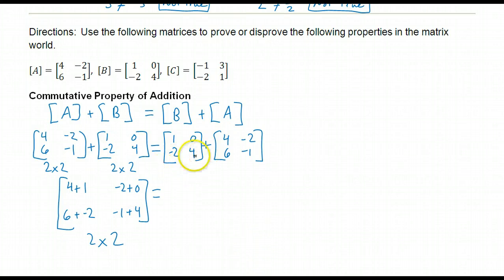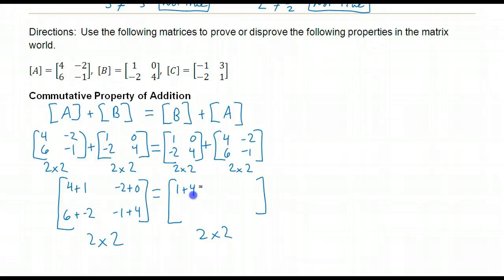On the right side of my equal sign, I'm going to start with a 2 by 2 and add a 2 by 2, and for an answer, I should get a 2 by 2. And to add matrices, I just add the corresponding entries. 1 plus 4, 0 plus -2, -2 plus 6, 4 plus -1.